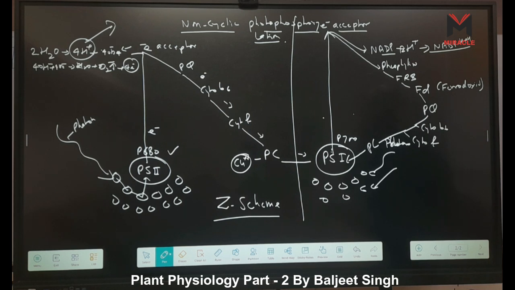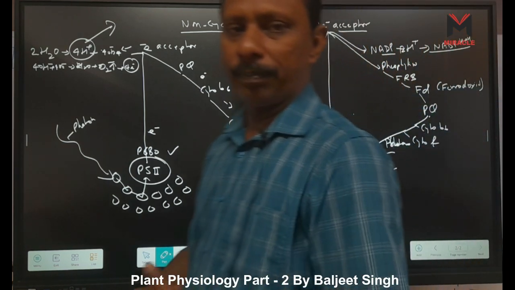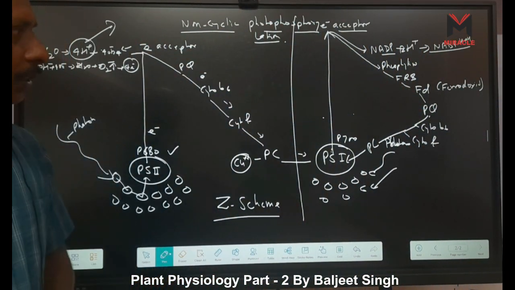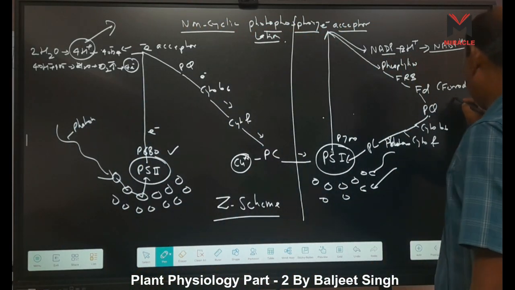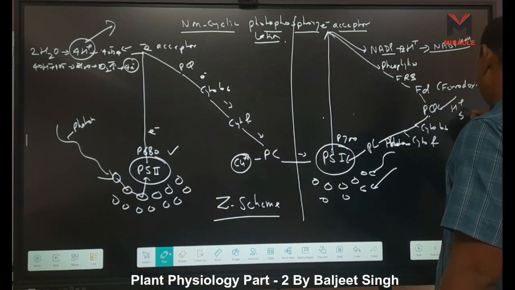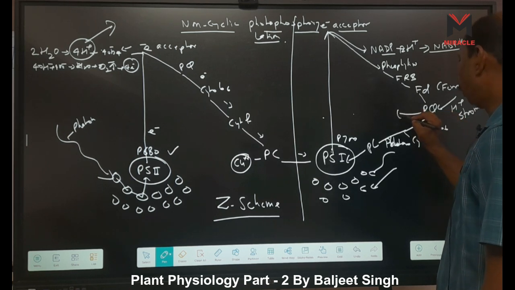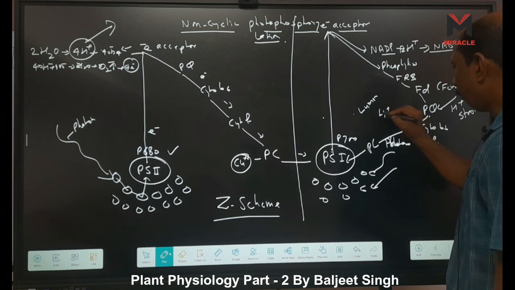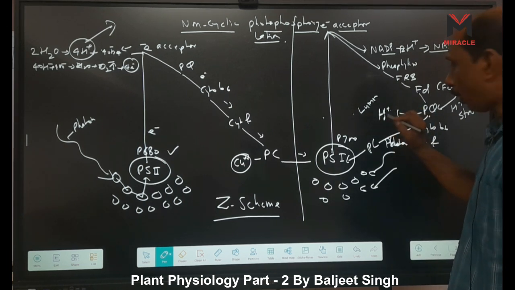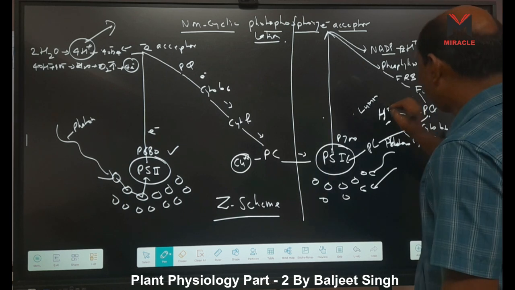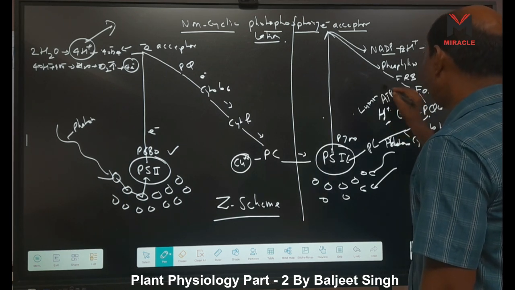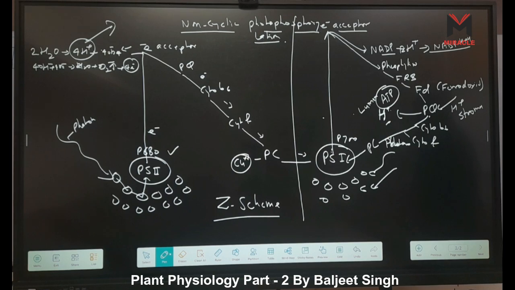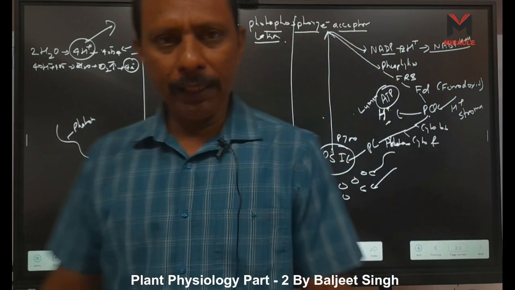These are the electron acceptors: phosphorylated, then FRS, FD, ferredoxin, then plastoquinone. This plastoquinone is a hydrogen acceptor, not an electron acceptor. That's why H plus ions from the stroma come to the lumen, and in the process of transfer of electron and hydrogen, ATP is formed by using inorganic phosphate.